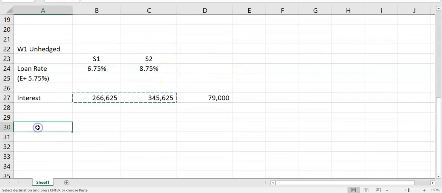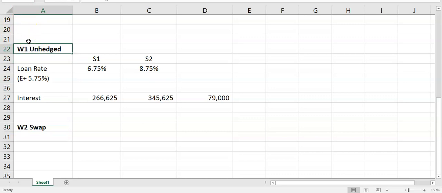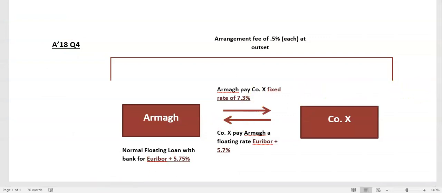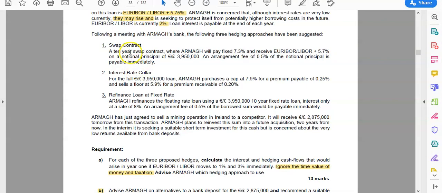Now the swap working too, I often tell students the best way to do a swap is to draw it out. So I'm going to show you a diagram that you can download from the website to see, well, how would I draw out a swap to get an idea of what happens? Well, let's have a look at the swap here. So we're told in the question, there's a 10-year swap.